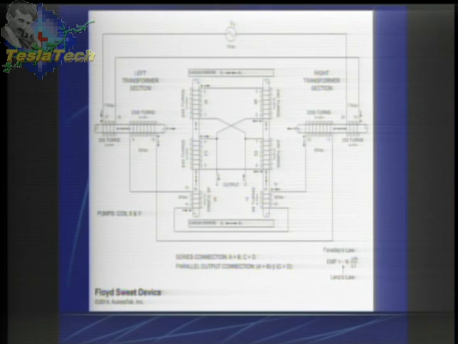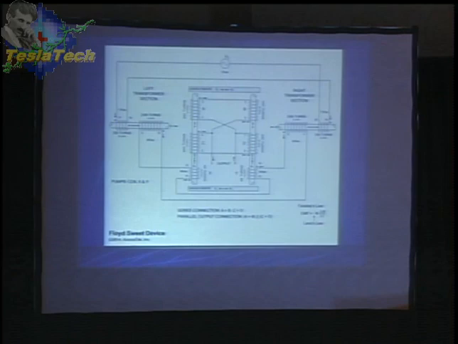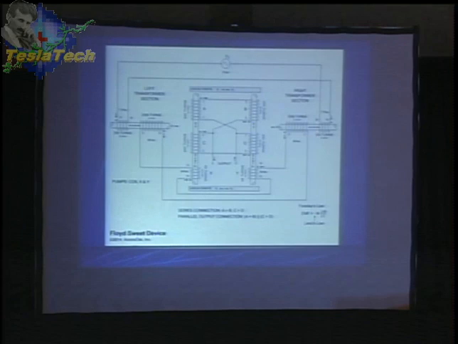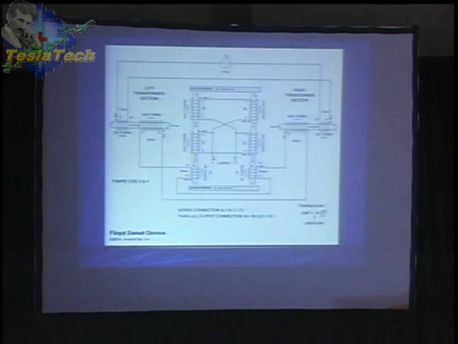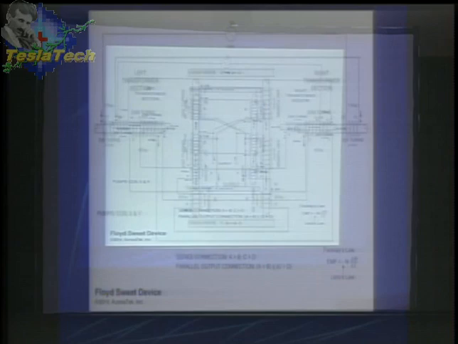I show the polarity on these transformers. If I had a snapshot of the current flow, this is the direction that the current would actually flow through the device. So here you have Faraday action on the output, Faraday's law here, producing voltage and your direction of currents, and how closely this resembles Floyd Sweet's design. So in my design here, I show how the direction of all the coils and the position of the magnets.